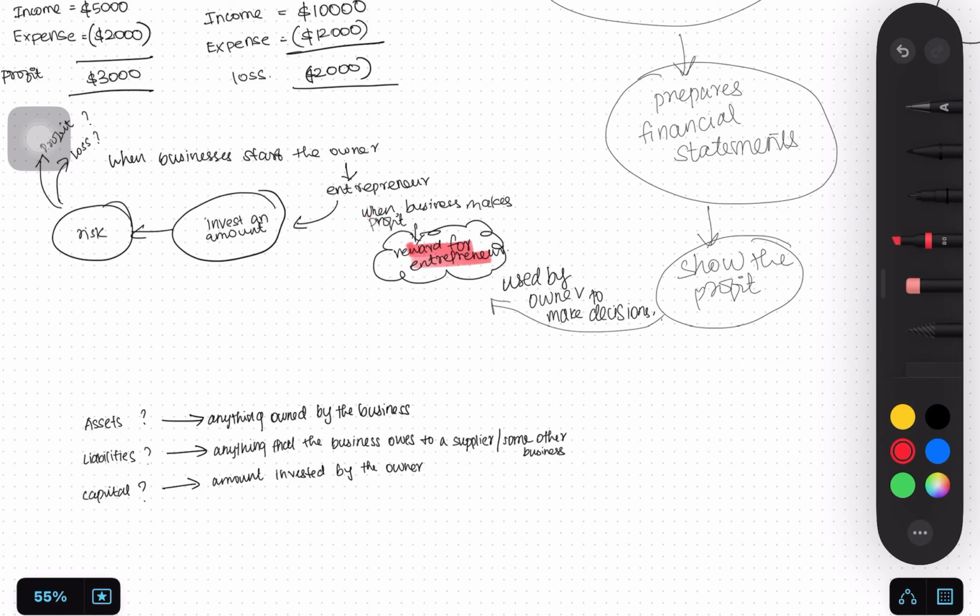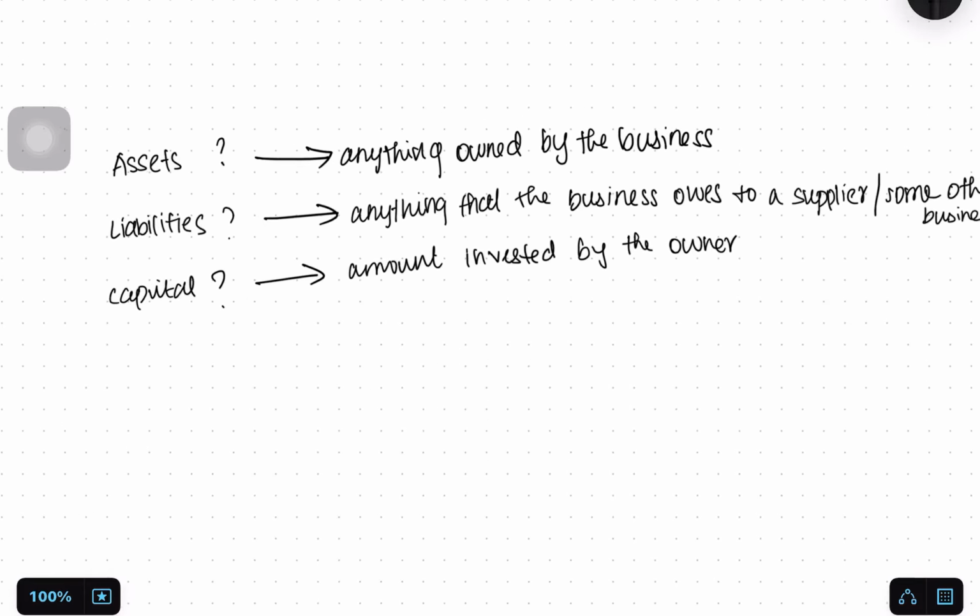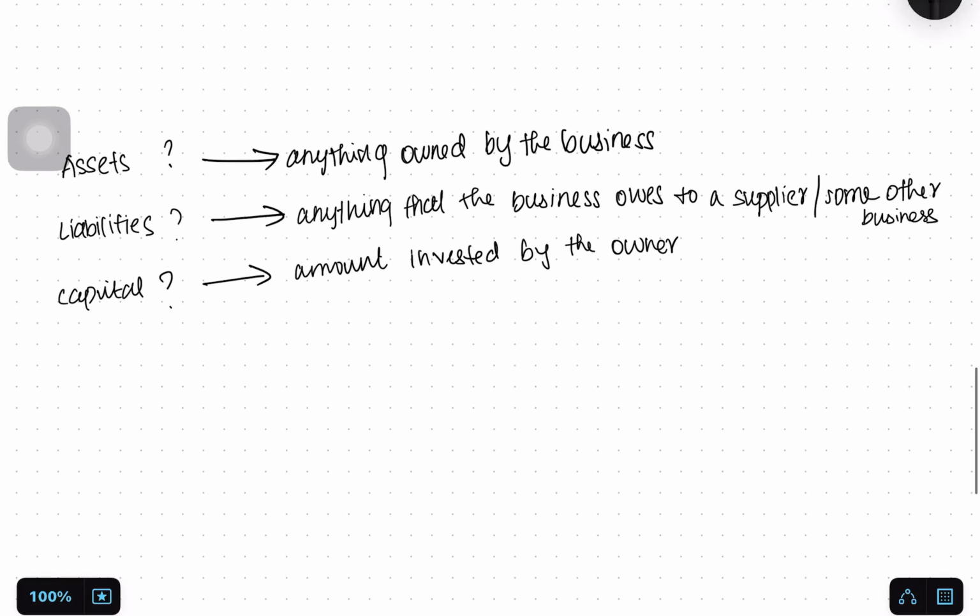So entrepreneurs do take the risk of investing an amount. That amount is called capital. When they invest something, it's called capital. They take the risk of investing capital into the business, and the reward they get is profit. Let's get back to these. So these are 3 important terms that we will be using fully in all the chapters.